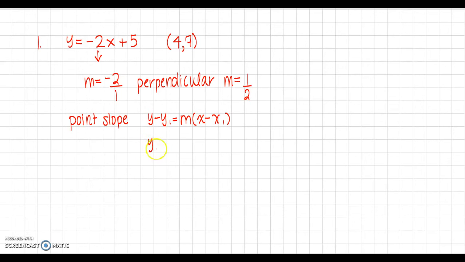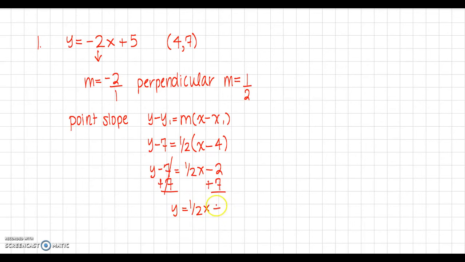So I'm going to have y minus y1, which is 7, equals m, which is 1/2, times x minus x1, which is 4. I'll clean this up a bit. 1/2 times x is 1/2 x. 1/2 times negative 4 is negative 2. Move that 7 over, just to simplify it a bit. So y equals 1/2 x plus 5.